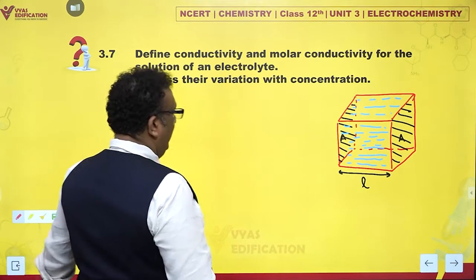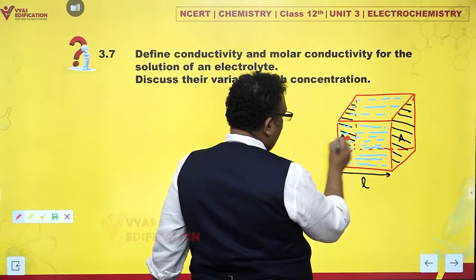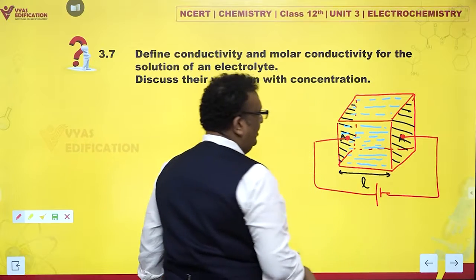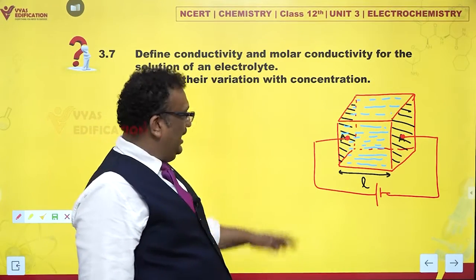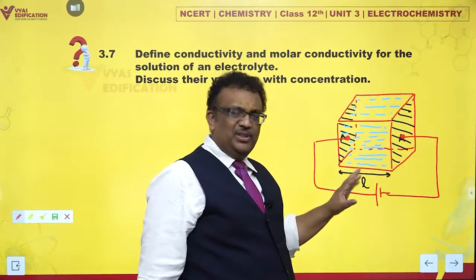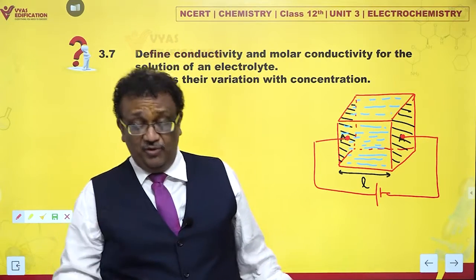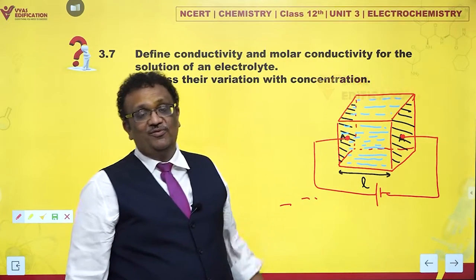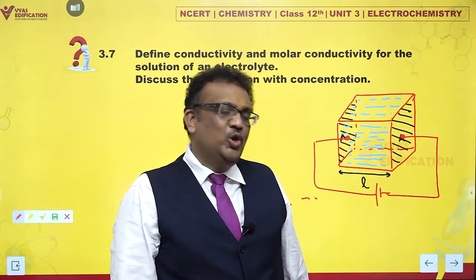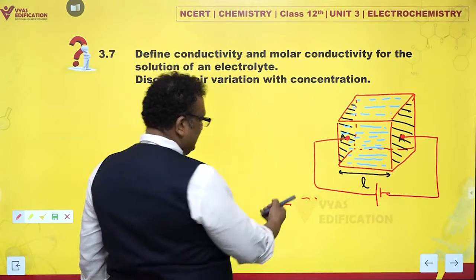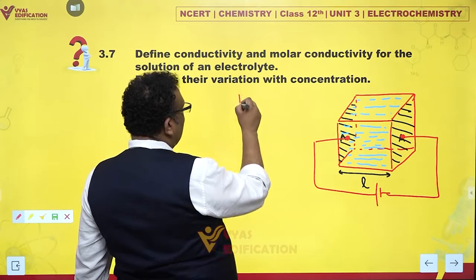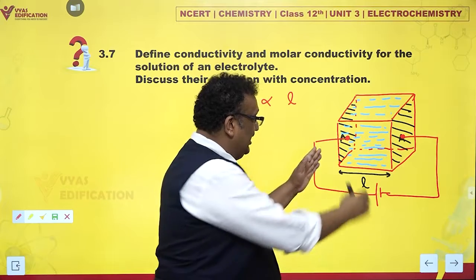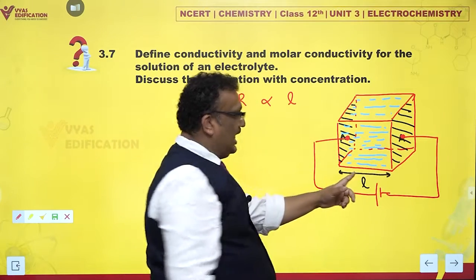Then this side and this side are both connected to some kind of a cell. We pass current, and by various methods we can make measurements. For example, by using Wheatstone's bridge, we can measure the resistance of this solution. You remember in physics, we talked about resistance. We said that this resistance R is directly proportional to the length of the conductor, and in this case it will be the distance between these parallel plates, L.